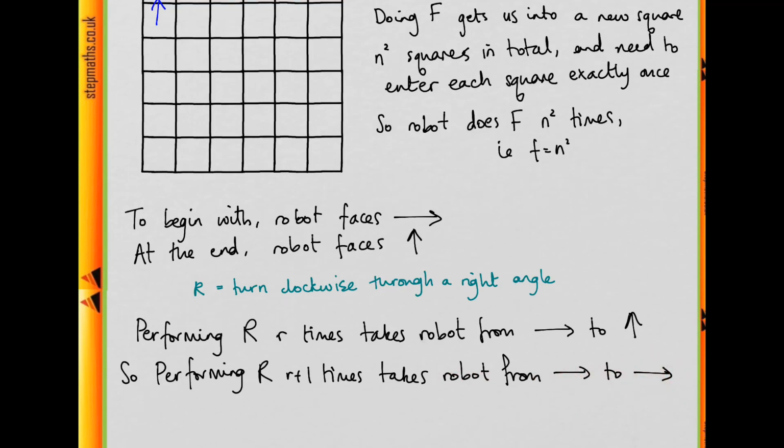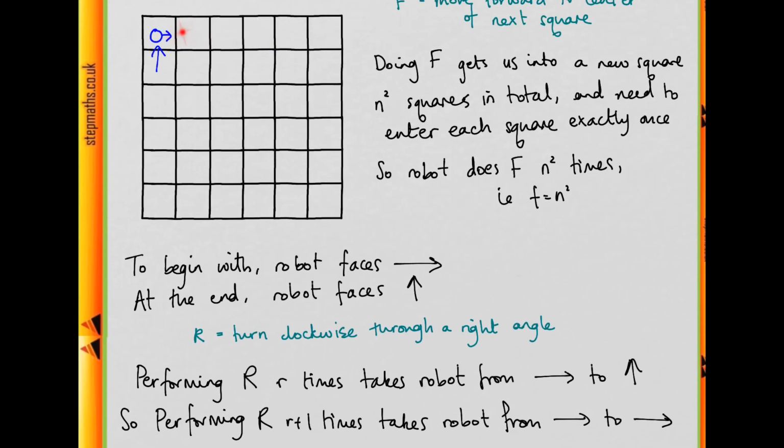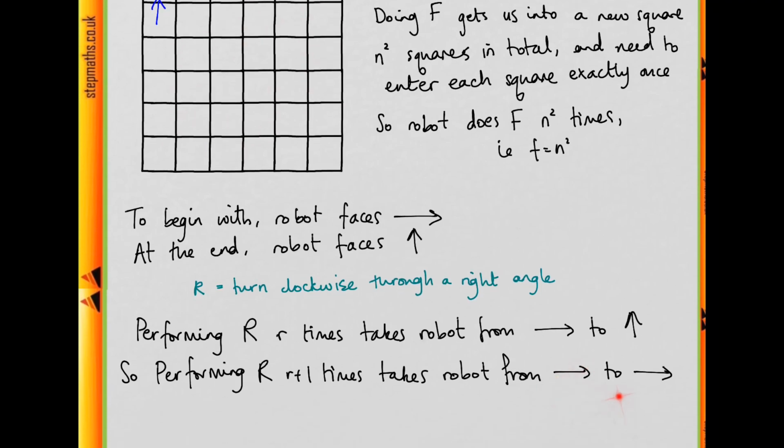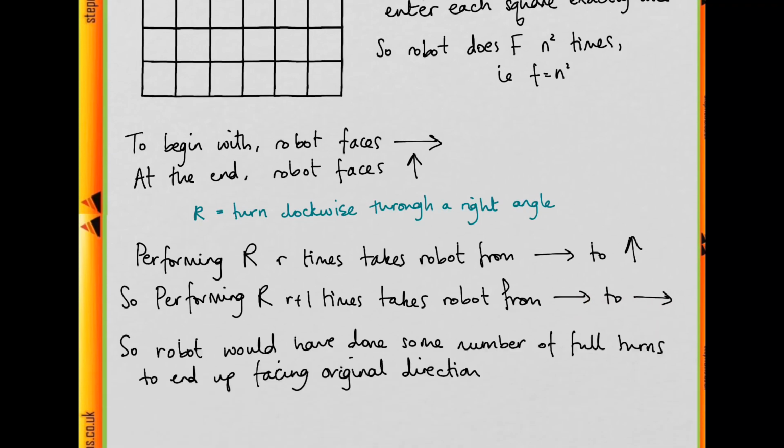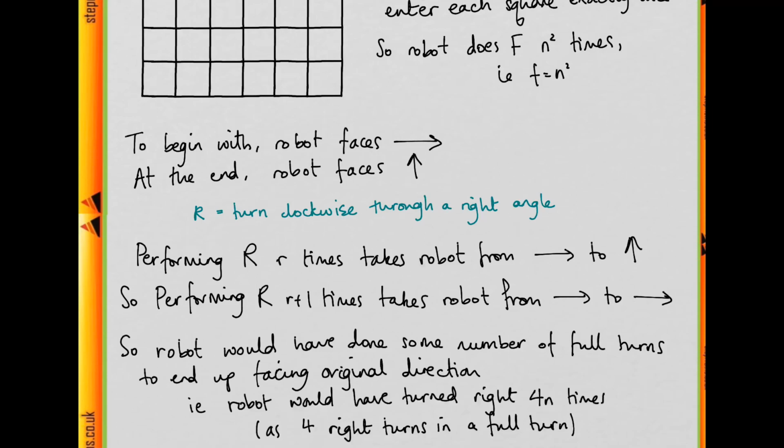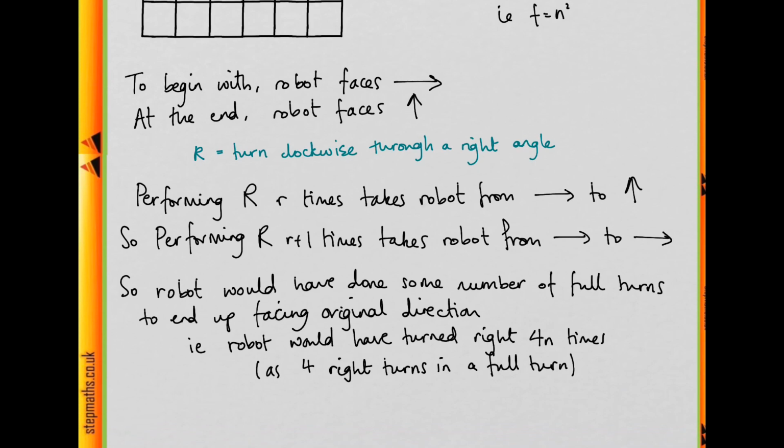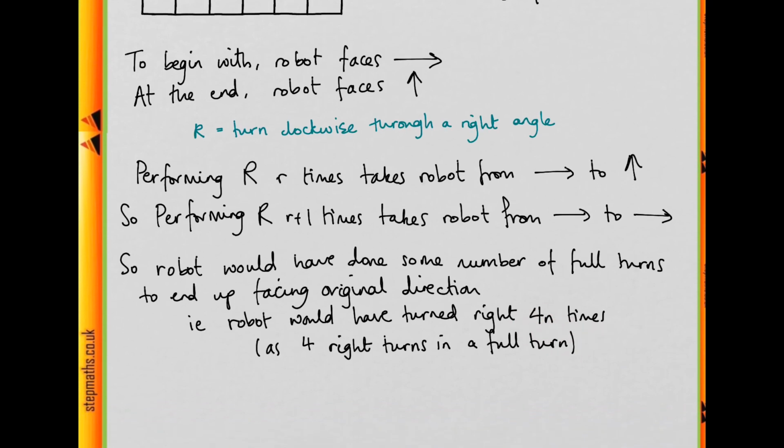Well, if this robot's gone from facing right to facing right again, then whatever it did on its journey, in the middle it must have done some number of full turns so that it's facing in the same direction it was originally facing in. And there are 4 right turns in a whole turn, so the robot would have turned right some multiple of 4 times, i.e. r plus 1 is a multiple of 4.